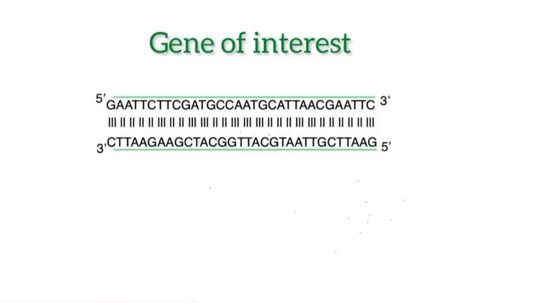Polymerase chain reaction, or PCR, is a method of making multiple copies of a DNA sequence using the enzyme Taq polymerase. It helps to amplify a single copy or a few copies of DNA into thousands to millions of copies. PCR is based on 3 steps. The first step is denaturation.